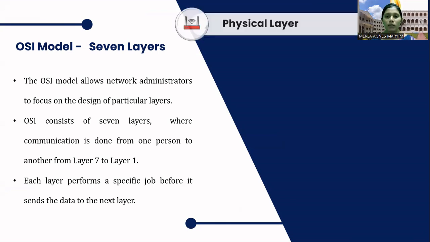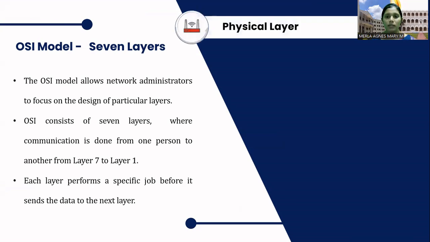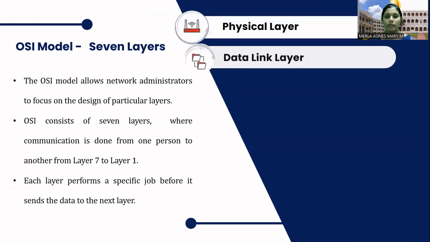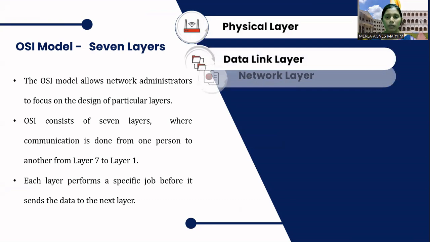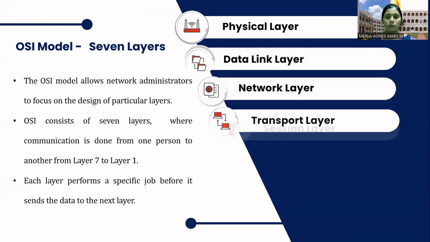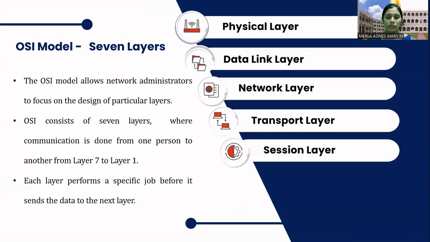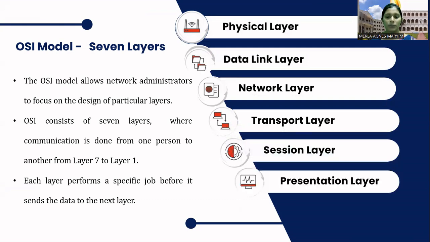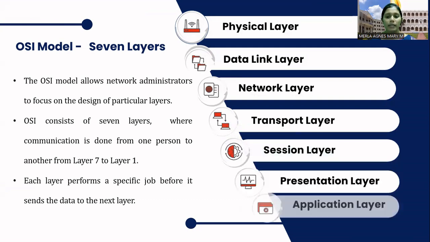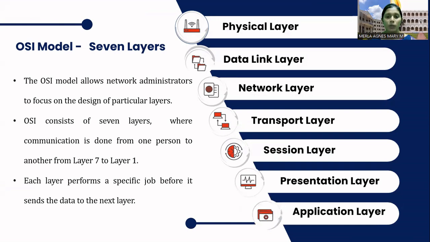Let's see what the layers are. The first is the physical layer, the second is the data link layer, the third is the network layer, the fourth is the transport layer, the fifth is the session layer, the sixth is the presentation layer, and the last layer is the application layer. On the sender side, it starts from the application layer and ends at the physical layer. On the receiver side, it starts from the physical layer and ends at the application layer. Let's see one by one.